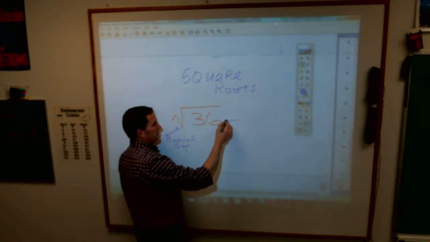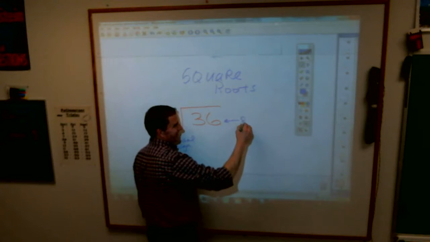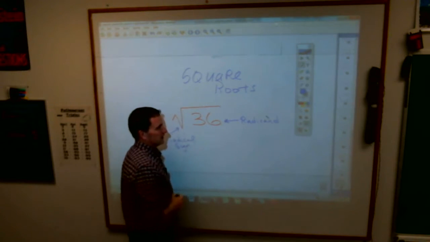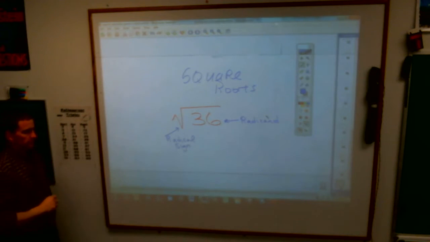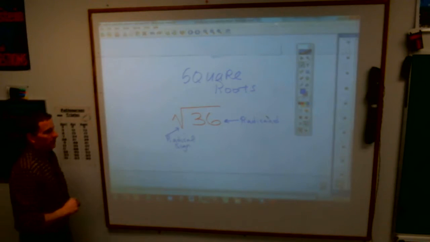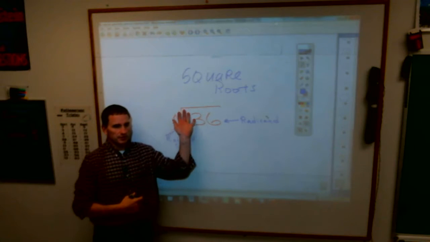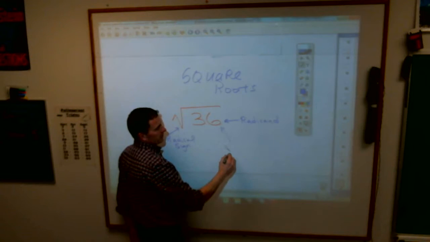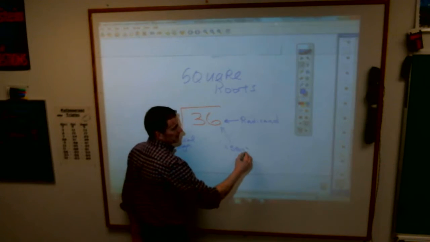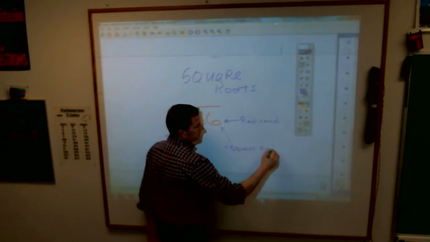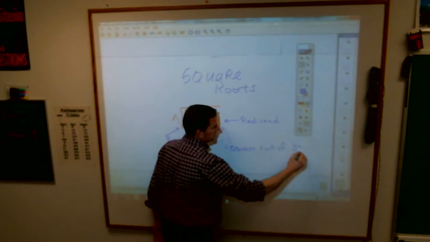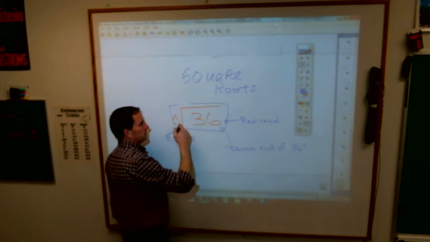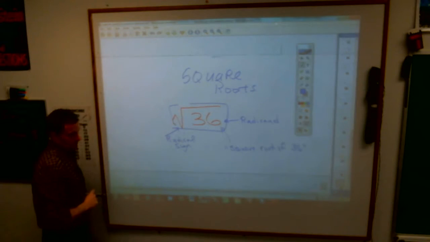And just for fun, I'll tell you what this thing is. This thing is called the radicand. They won't ask you that, but at least you've got it in there. And when you see this, you would say out loud, this is the square root of 36. That's exactly what you would say.